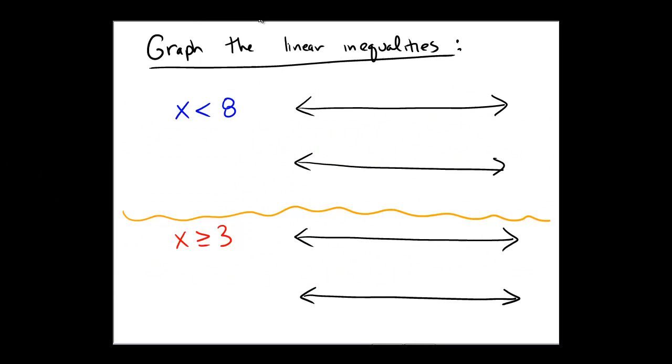In this problem, we're going to graph some linear inequalities. I'm going to use two different notations, one that I prefer, but then one that our textbook actually tends to prefer. So our first example will be the inequality x is less than 8.